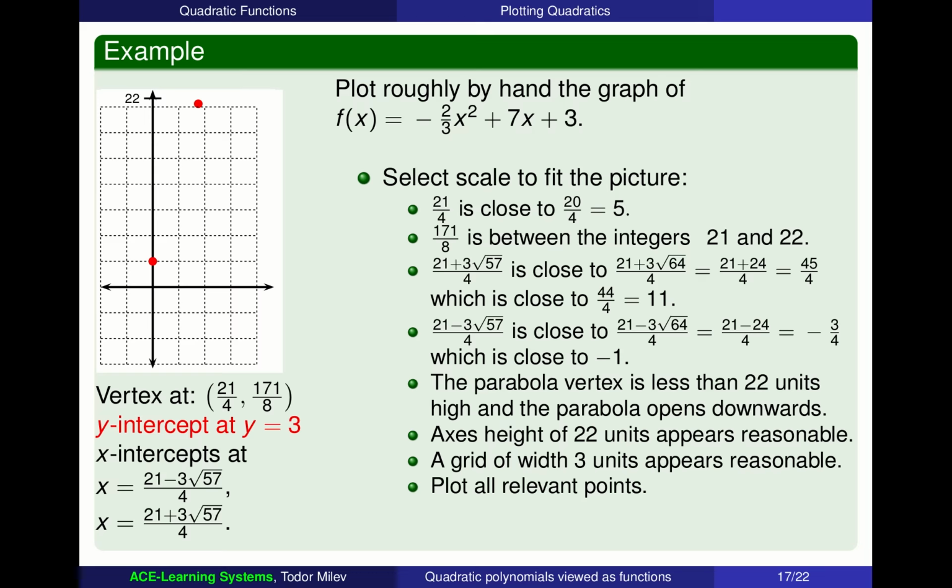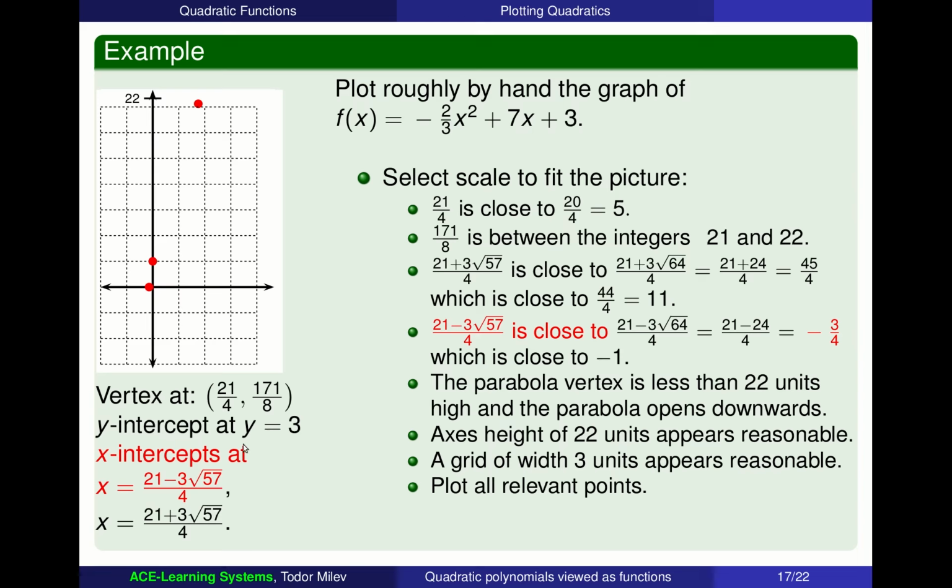Okay, so let's plot all the relevant points. The y-intercept was at y equal to 3, so that's going to be exactly 1 unit on the grid. And now the x-coordinate, so this was one of the x-intercepts. The x-coordinate of one of the intercepts was -3/4, which we said was about -1 unit. So if this distance here is 3 units, then you have to go approximately 1/3 of that distance and a little bit to the right. So somewhere there, where marked.